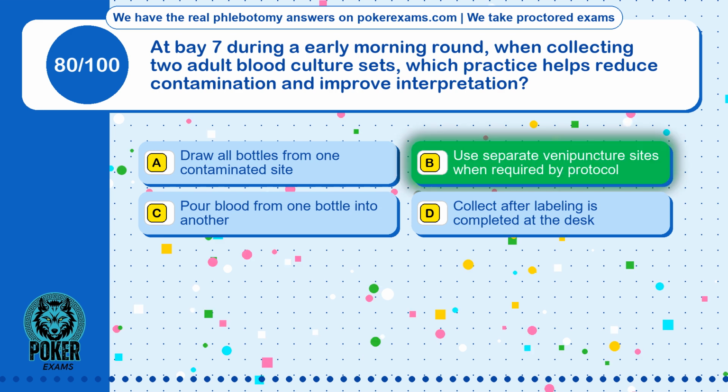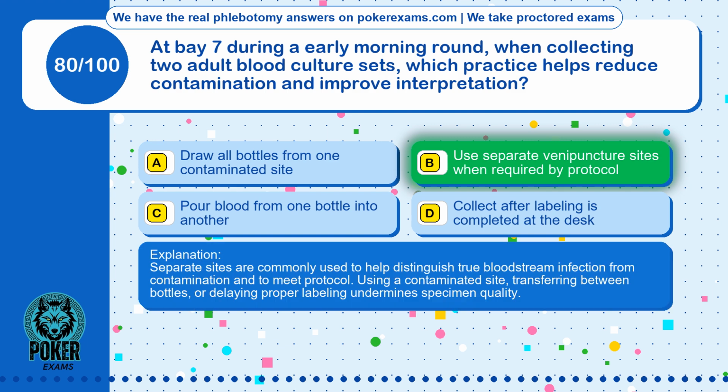The correct answer is option B. Use separate venipuncture sites when required by protocol. Separate sites are commonly used to help distinguish true bloodstream infection from contamination and to meet protocol. Using a contaminated site, transferring between bottles, or delaying proper labeling undermines specimen quality.